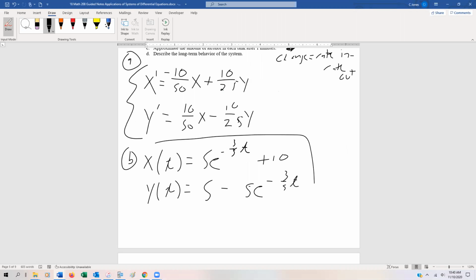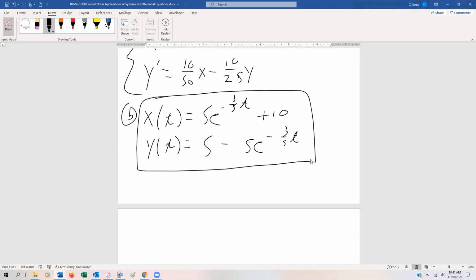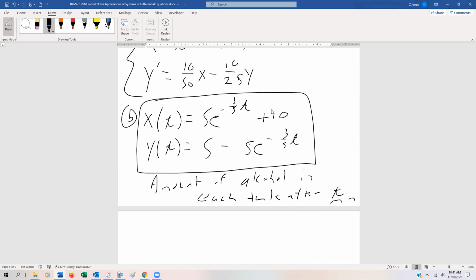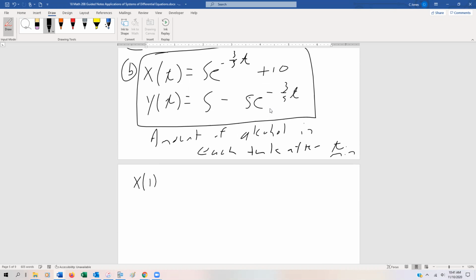So that's our solution. And what this tells us is the amount of alcohol in each of the tanks after t minutes. Now what we're trying to do is figure out the approximate amount of alcohol in each tank after 1 minute. And so what that means is we need to find x at 1, and we need to find y at 1. All right, so this is for part C.